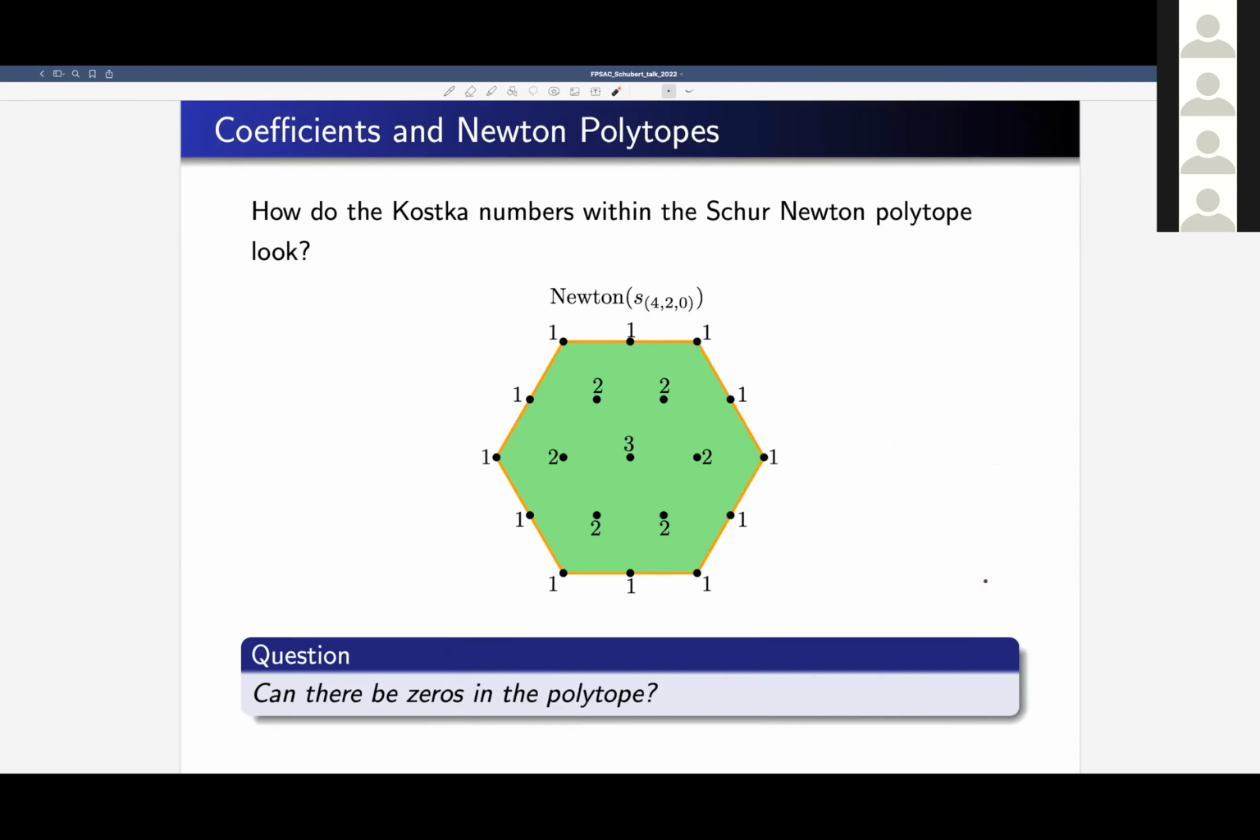And so a natural question from this point of view is asking, well, let's look at the Newton polytope of the Schur polynomial. Can there be zeros inside? Is there an integer point in the Newton polytope of S lambda, which is P lambda, which yields a term with 0 coefficient?